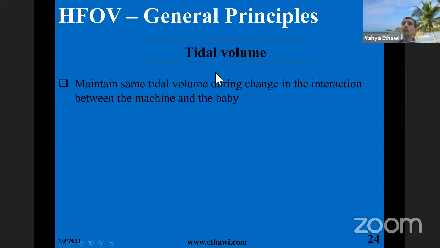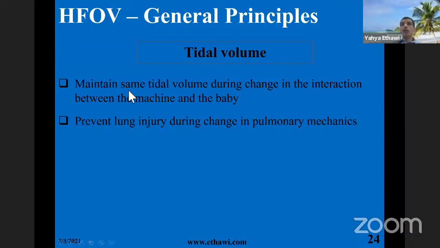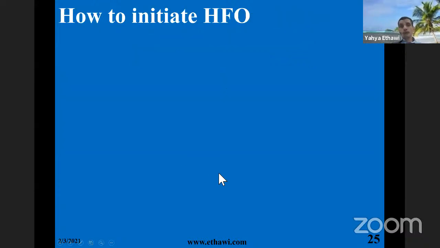So how do we achieve a tidal volume in high frequency? We maintain the same tidal volume because there is no change during exhalation and inhalation between the baby and the machine. It is moving very fast and there will be no change. Therefore, we ventilate in a safe zone and we do not cause lung injury. And because there is no change, the CO2 is not supposed to fluctuate.